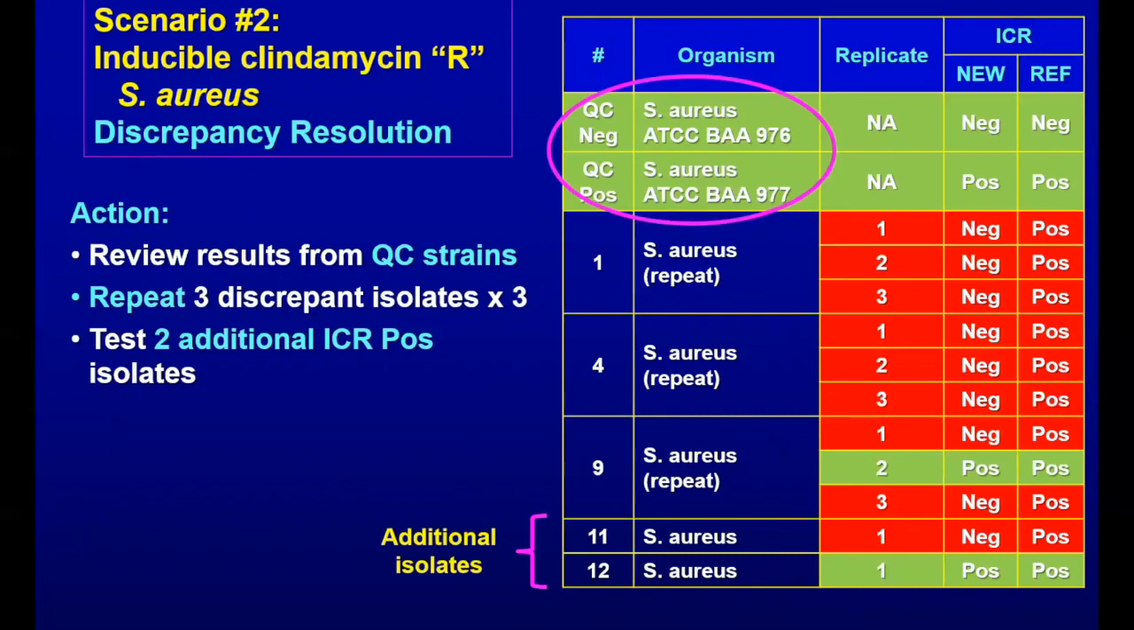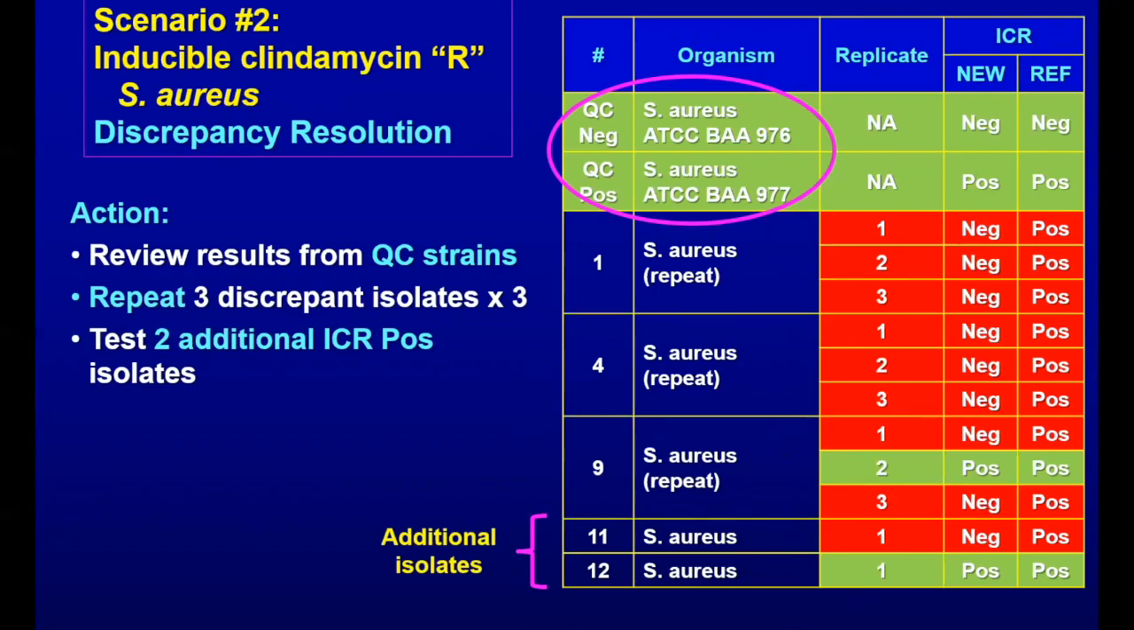And this would not be uncommon. We know those quality control strains perform very reliably. However, isolates number 1, 4, and number 9 were problematic. And when we repeated these in triplicate, isolate number 1 and number 4 still were problematic, being that even though these were positive with the reference method, positive for inducible clindamycin resistance, they were negative by the new method. So this would be a false susceptible result and a very problematic result.